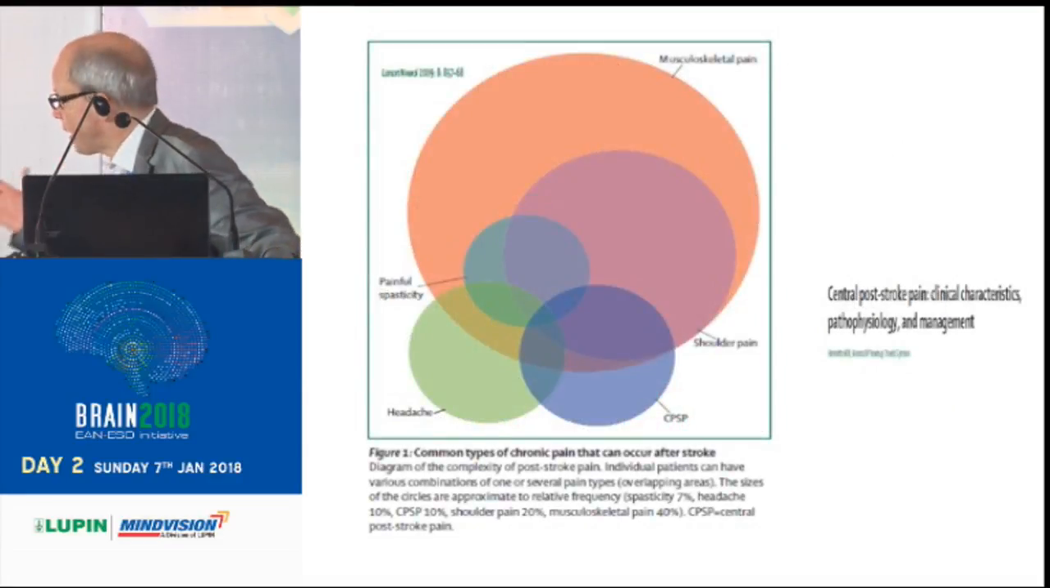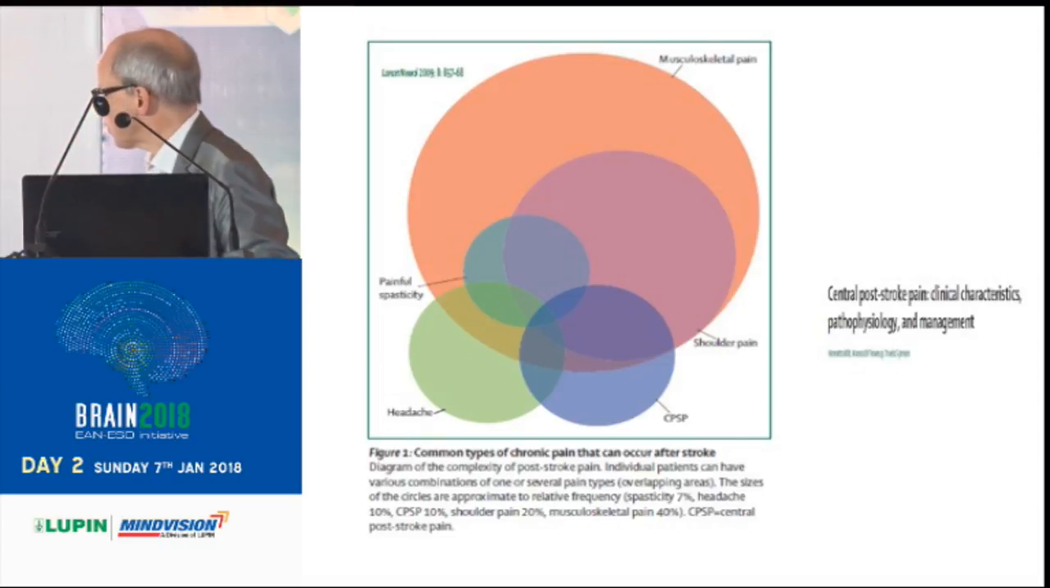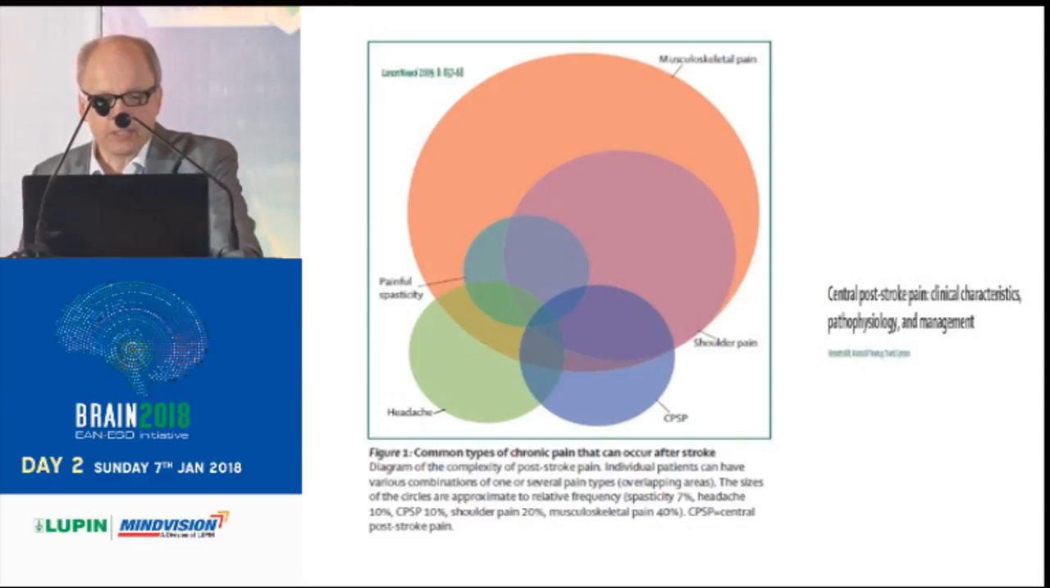So here in this diagram, there is the percentage of these different post-stroke pain conditions. And if we look at this diagram, it shows that the musculoskeletal pain is much more prevalent than central post-stroke pain, but as you can see, there are also overlapping areas. So in general, 40% of post-stroke patients who are complaining of pain have some kind of musculoskeletal cause behind their pain. And this central post-stroke pain takes about 10% of this whole pain condition in post-stroke patients. Also, post-stroke headache is about 10%.